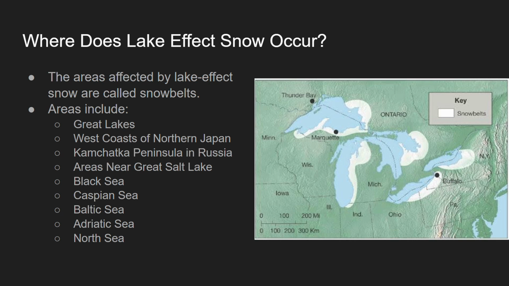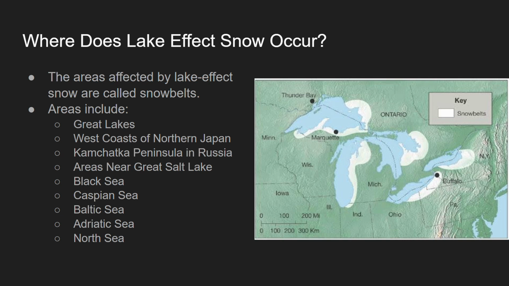Lake effect snow occurs in smaller areas called snowbelts, and these areas include more than just the Great Lakes in the US. It also includes the west coast of northern Japan, the Kamchatka Peninsula in Russia, areas near Great Salt Lake in the US, and then the Black Sea, the Caspian Sea, the Baltic Sea, the Adriatic Sea, and the North Sea. Again, large bodies of water that can be warmer than the areas that are beside them.